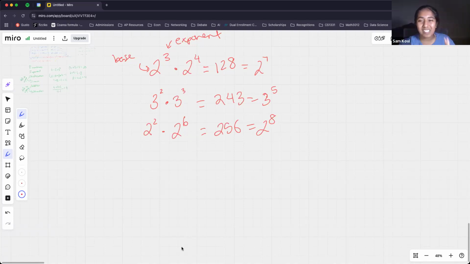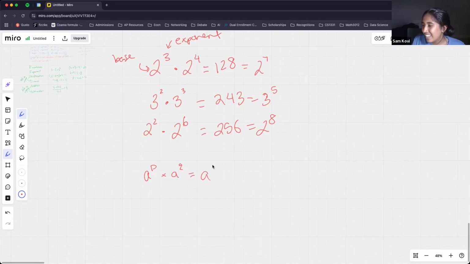Let's formally express what the product rule is. Let's say I have one exponent, a to the power of m, multiplied by another exponent, a to the power of n. Actually, m and n are hard to say, so I'll do p and q. That's easier. So a to the power of p times a to the power of q. In total, what does that come out to be? A to the power of p plus q.